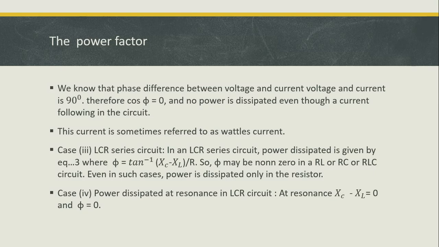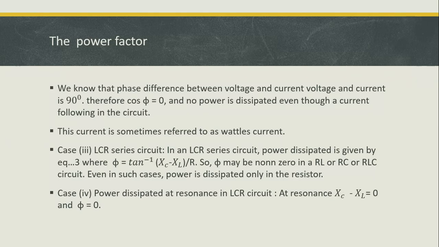When this happens, we know that the phase difference between voltage and current is 90 degrees. Therefore the value of cos phi is equal to 0, and no power is dissipated even though a current is flowing in the circuit. This current is sometimes referred to as a wattless current. Okay, now we are discussing case 3.